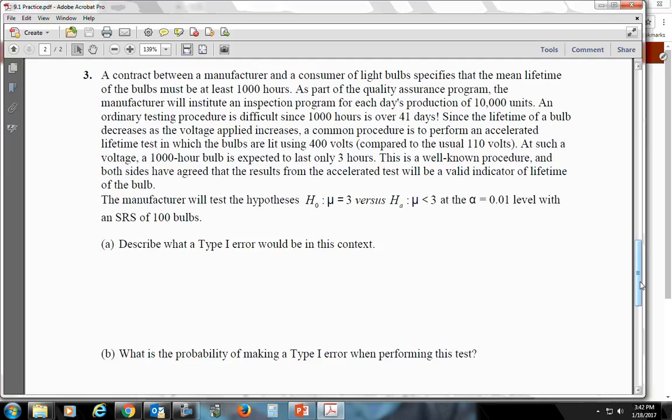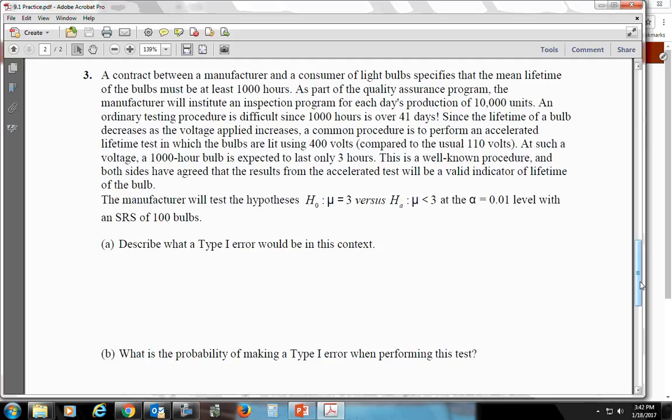Okay, here we go. A contract between a manufacturer and a consumer of light bulbs specifies that the mean lifetime of the bulbs must be at least 1,000 hours. As part of the quality assurance program, the manufacturer will institute an inspection program for each day's production of 10,000 units. An ordinary testing procedure is difficult since 1,000 hours is over 41 days.